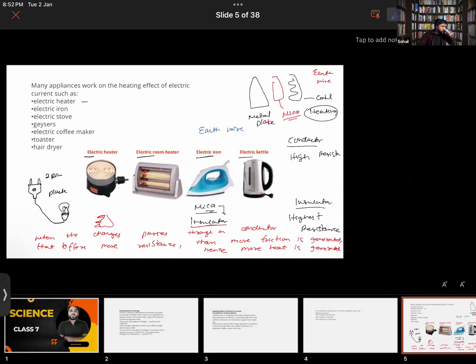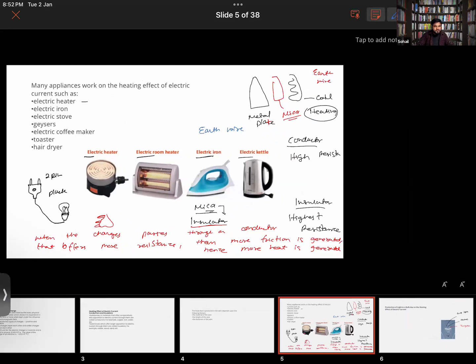So what was the first question? The sixth question was: which property of the conducting wire is used in making an electric fuse?